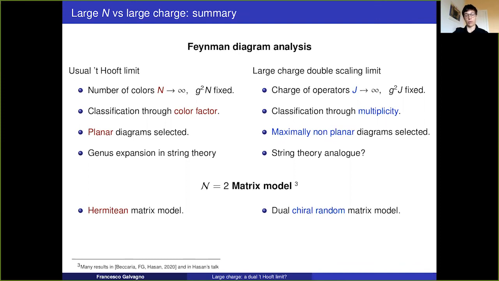And I would like to invite all the people to see also Azeem Hasan's talk, who will be more concentrated on this specific part. We understood that N=2 theories can be seen as a natural playground to understand generic features of quantum field theories.